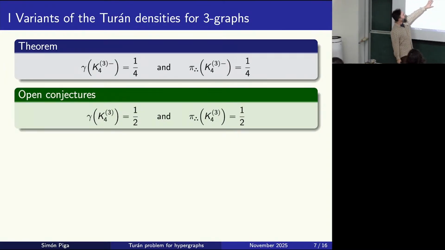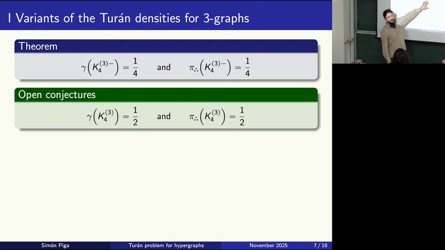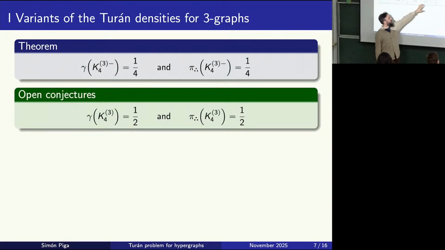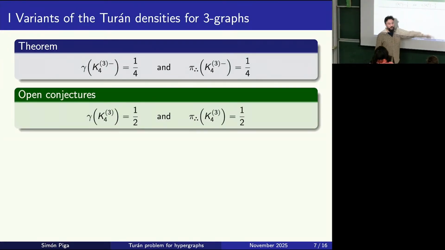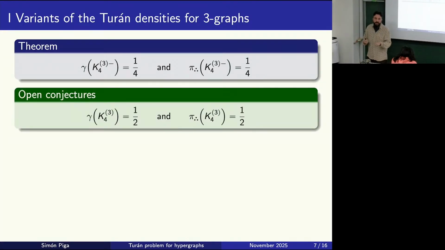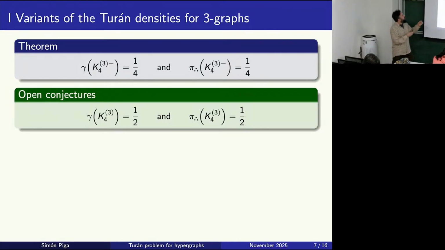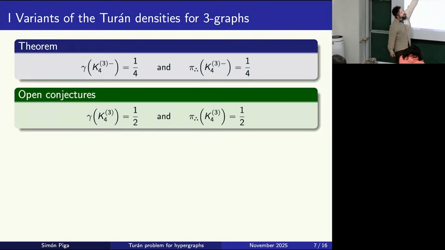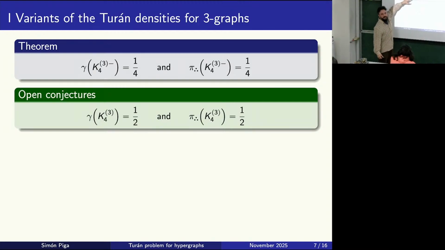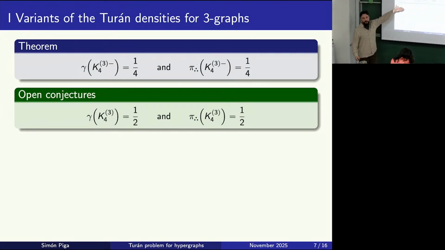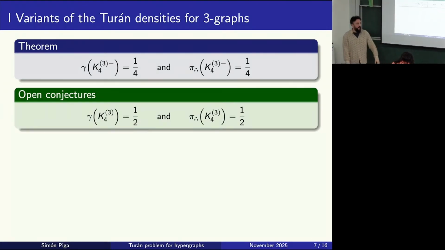So the codegree Turán density of K4 is still unknown, and the quasi-random Turán density of K4 is also unknown. And these 2 are very hard problems to attack. Again, like in the previous one, we didn't even know this. Now we know this, but just one step further still seems to be very hard.